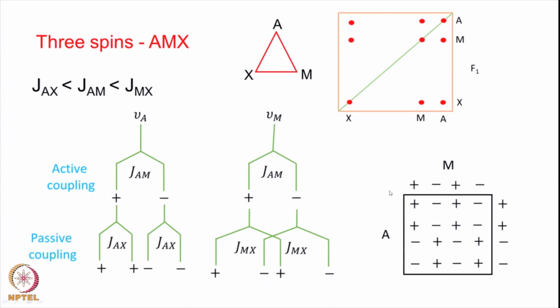Now we put this together here on this cross peak. So the M spin has plus minus and the A spin has plus plus minus minus. So you take the product here, so this will produce plus minus because of this plus, and this plus produces again plus minus, and this minus produces minus plus, and this minus produces minus plus.